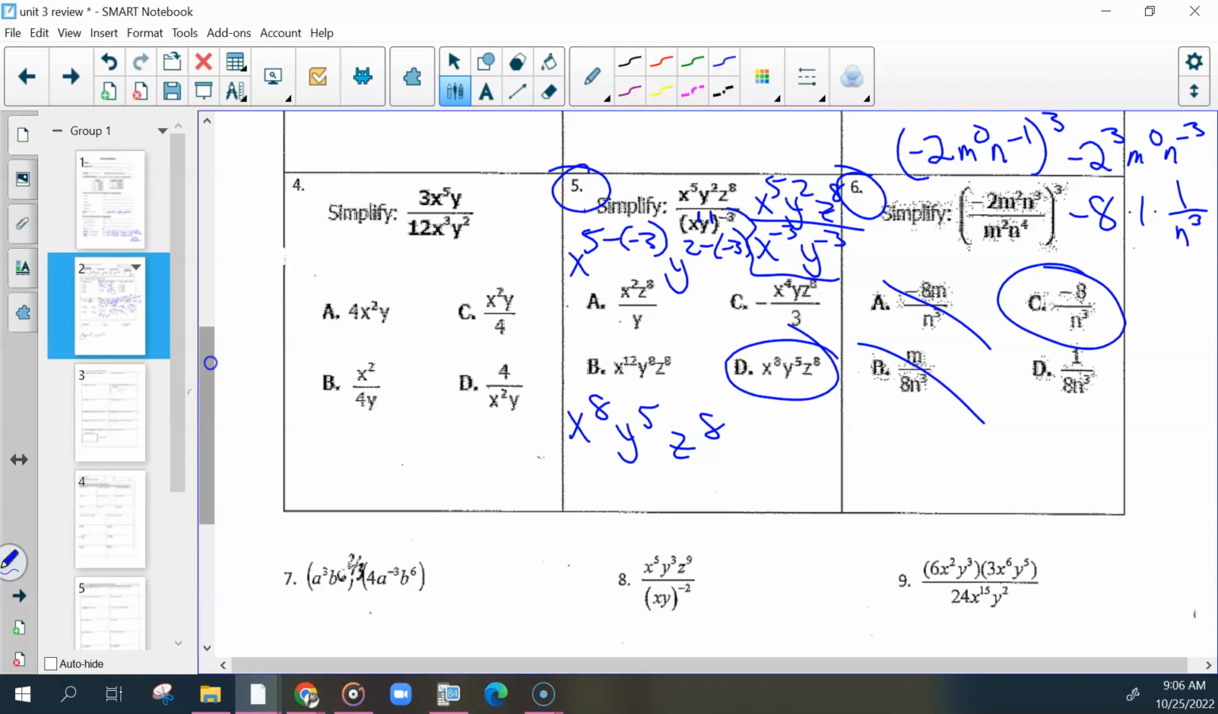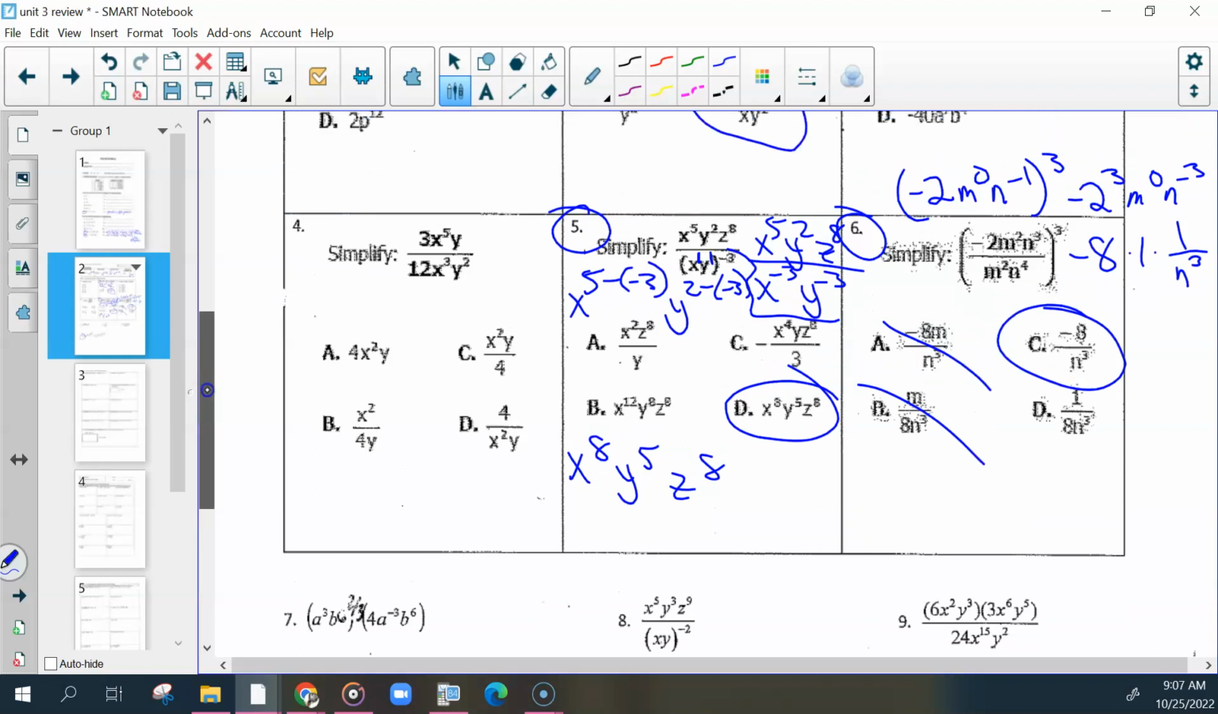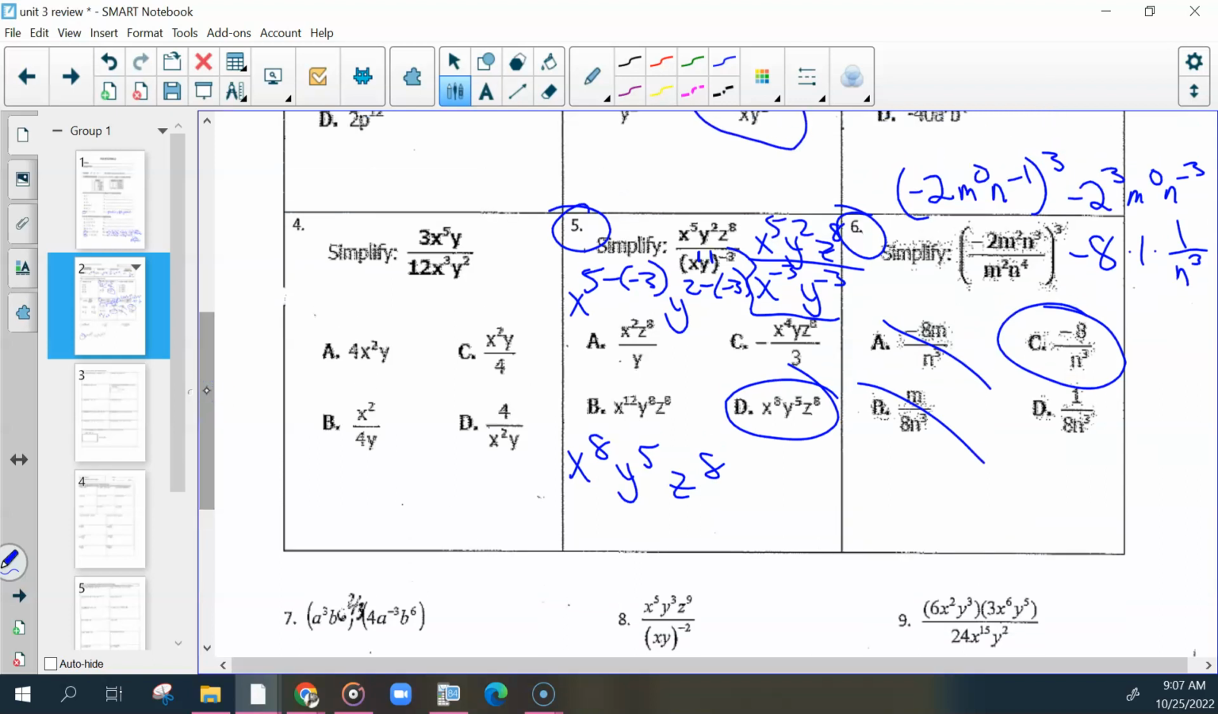Can I see 4? So we'll do 4 real fast and then do 10. For 4, we have numbers. We're going to divide them, but you're going to get a fraction or a decimal. Leave it as a fraction. 3 over 12 would simplify to be what? 1/4.